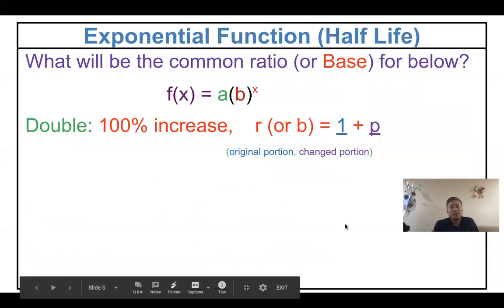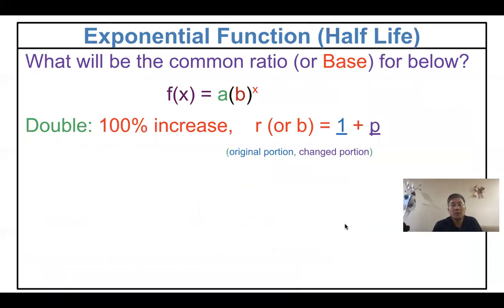So what will be the common ratio? The half-life situation is an exponential function, right? We know the exponential function looks like a times b to the x power. So we know the first, the initial amount. The next is we should find out what is b, the base, right? The base. How do you find it?